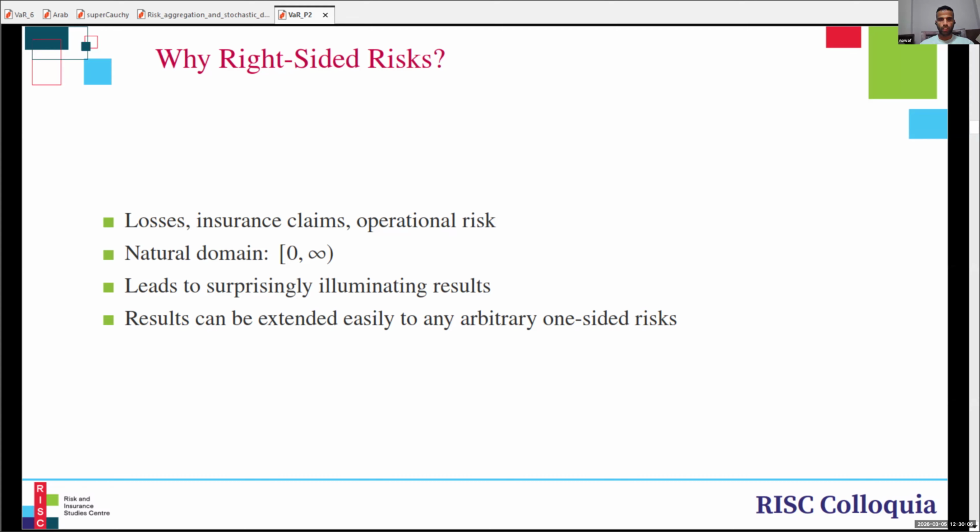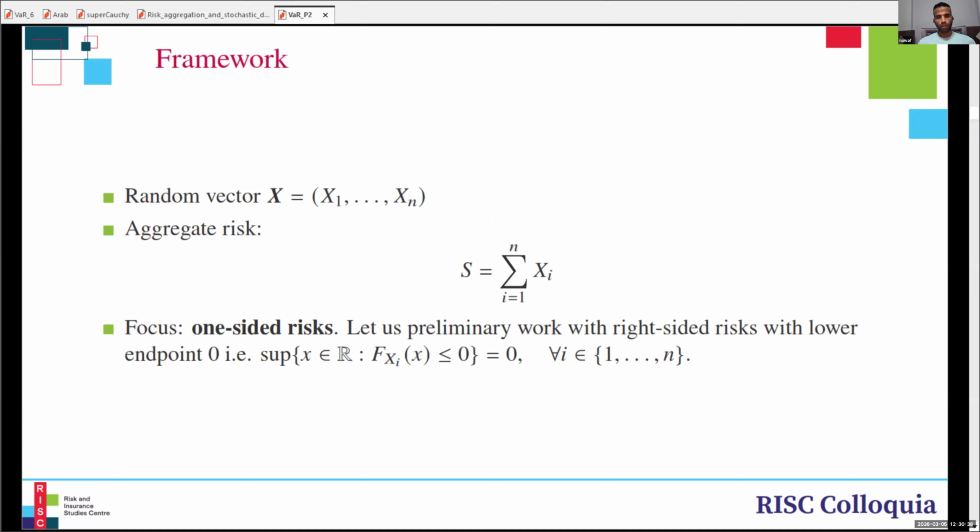And after that, once we study this in detail, so we study risks that are supported from 0 to infinity, then we can generalize for any risks that start from any arbitrary left endpoint. So let's say -1 to infinity, and so on. And also we can extend it to the left-sided risks that go from negative infinity to an upper endpoint. Okay, so our framework is a bunch of losses that are supported from 0 to infinity, where S is their aggregate.